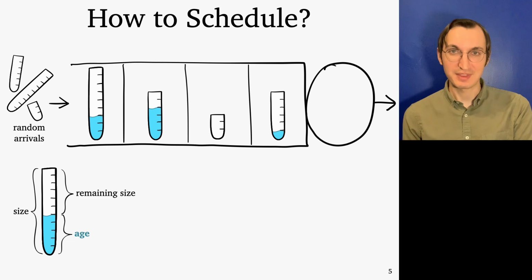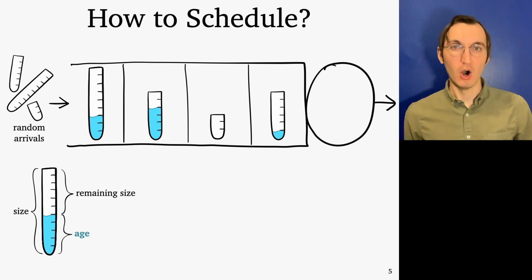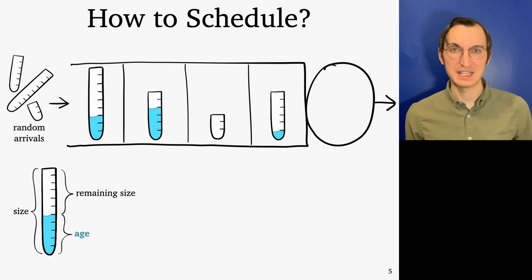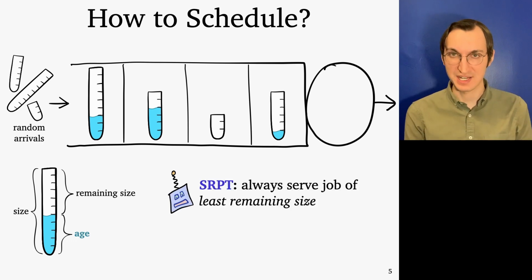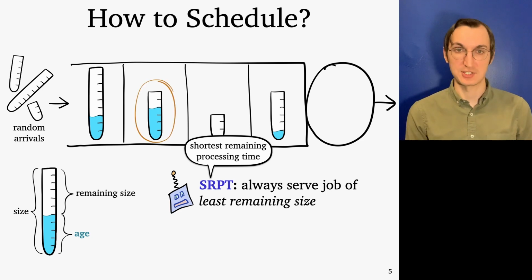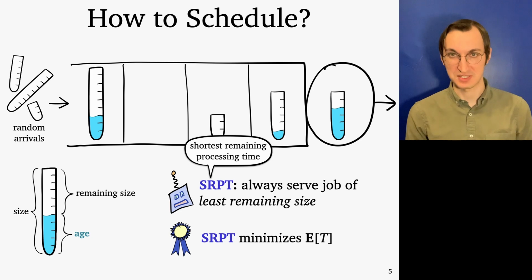So it turns out that the right idea for minimizing average response time is to always try and kick jobs out of your system as soon as you can. And the policy that does this best is called SRPT. It stands for shortest remaining processing time. And what it does is it always serves the job of least remaining size. And so in this example, SRPT would serve this job over here. And it's not too hard to show that SRPT minimizes mean response time.